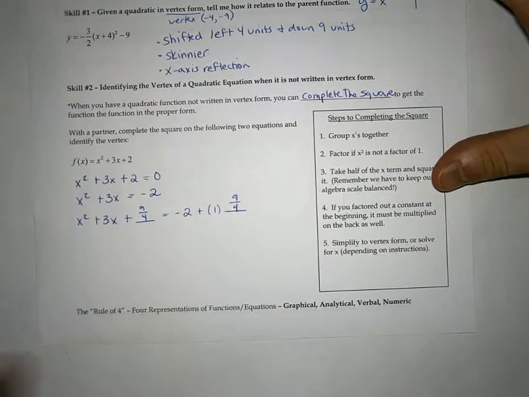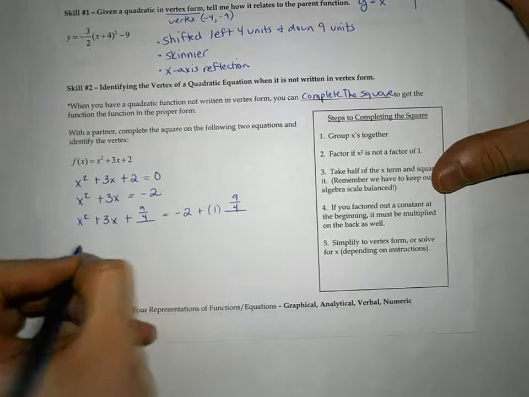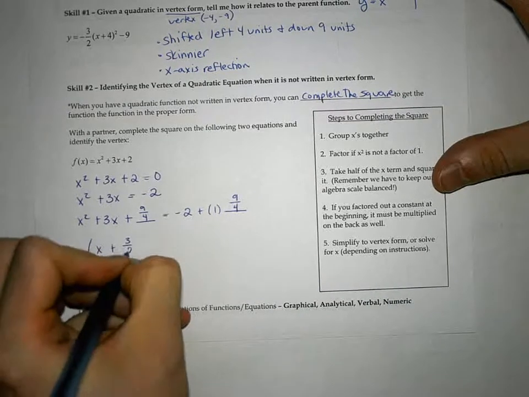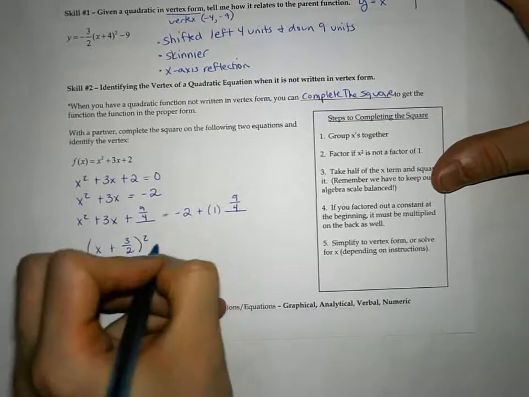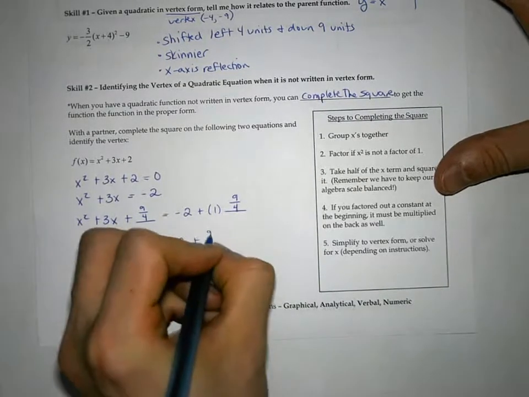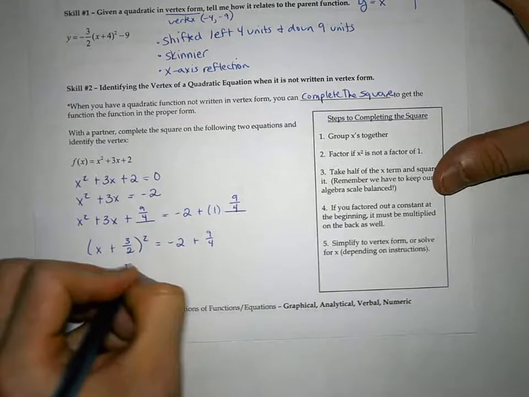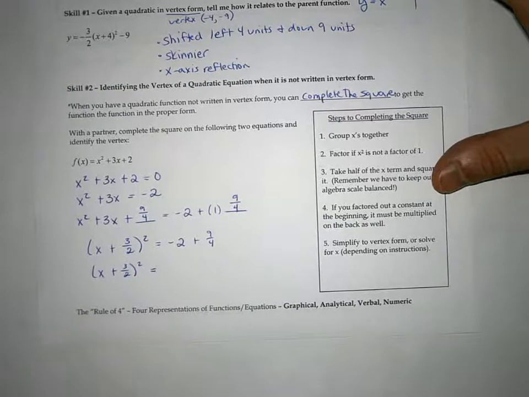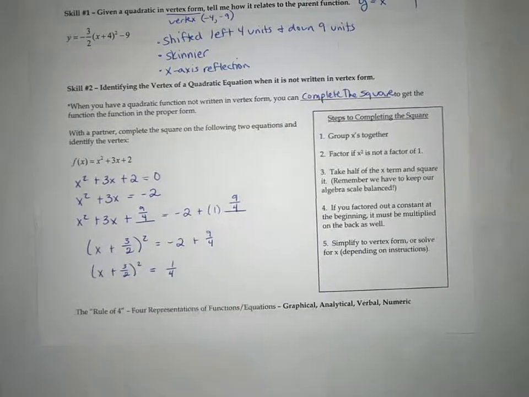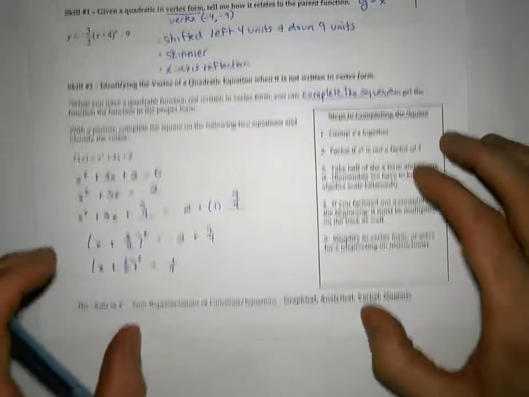So now I can simplify on my left-hand side. x squared plus 3x plus 9 fourths simplifies down to x plus 3 halves, quantity squared. On the right-hand side, I have negative 2 plus 9 fourths. So this is really x plus 3 halves, quantity squared, is equal to a positive 1 fourth. This negative 2 is really negative 8 fourths, and negative 8 fourths plus 9 fourths is just 1 fourth.